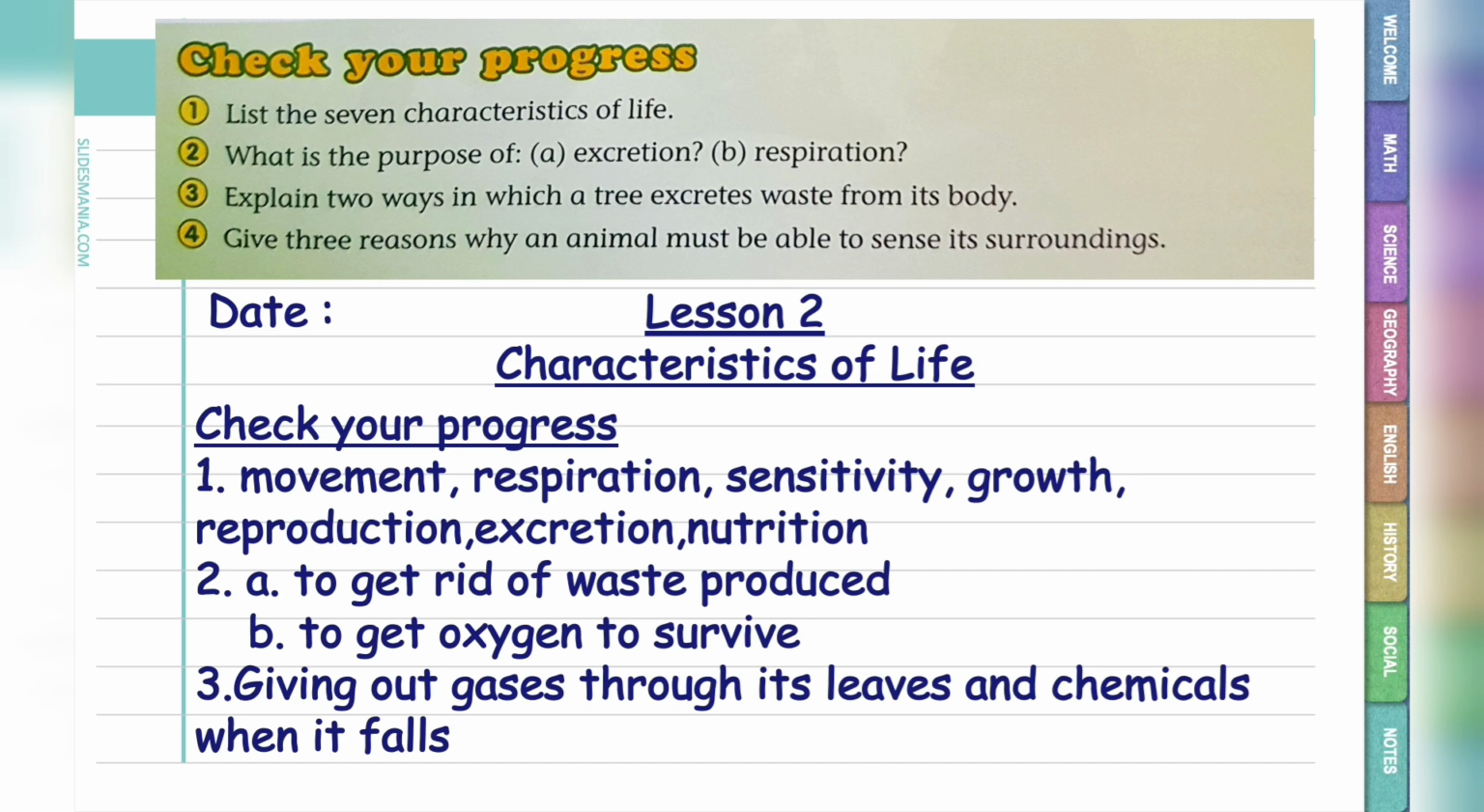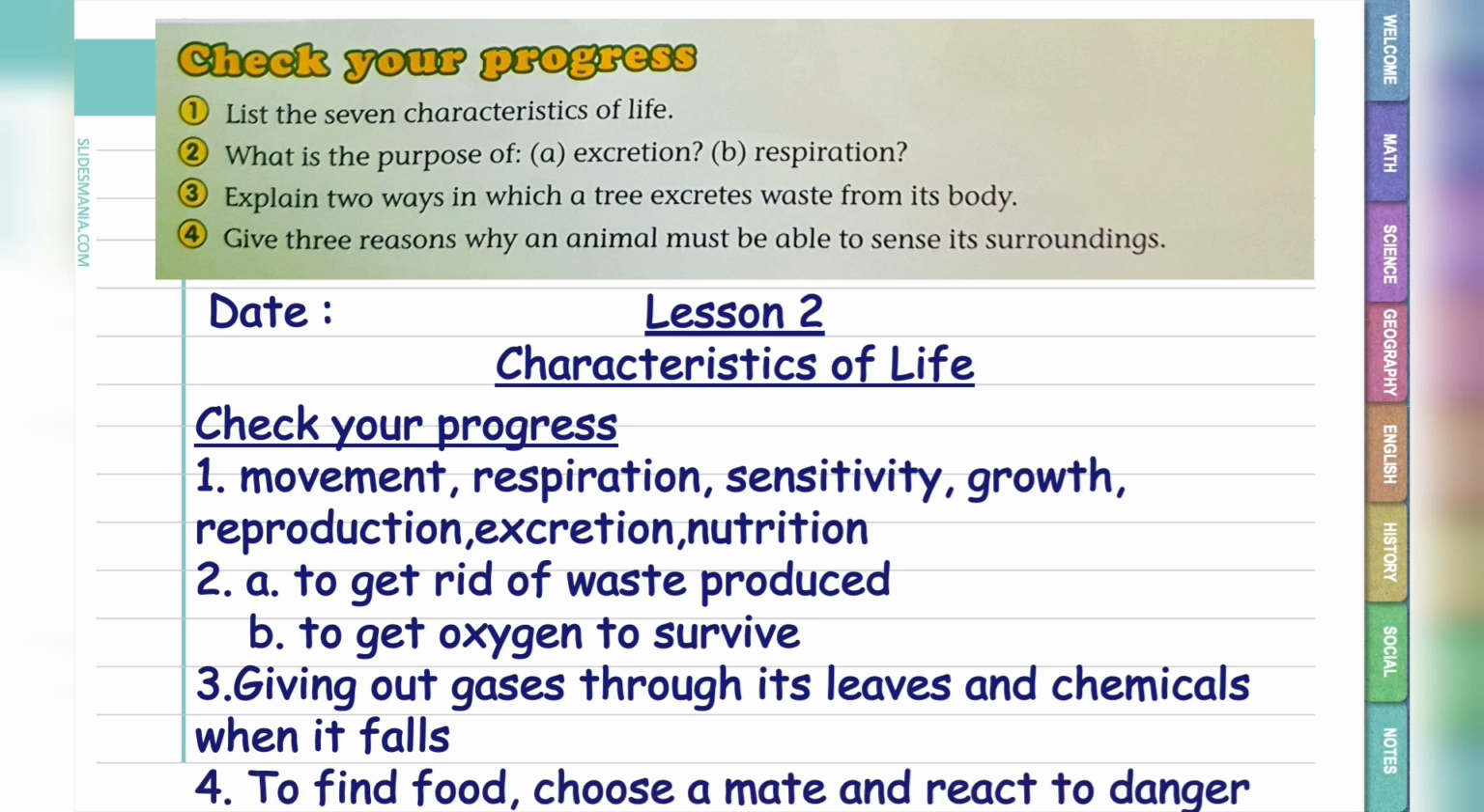Now the last question is, give 3 reasons why an animal must be able to sense. Why does the animal need to sense? Yes, first of all, to find food. If it cannot see or listen, how will it find food, right? And also if something is coming to kill it, yes, to get away from danger. And one more reason is to find a partner, to find a mate. They use their senses. So there are 3 things: to find food, to choose a mate, and to react to danger.